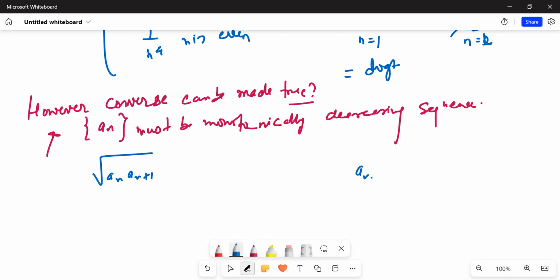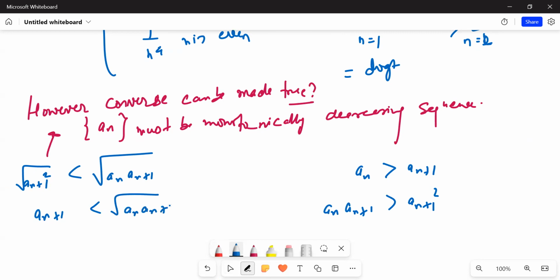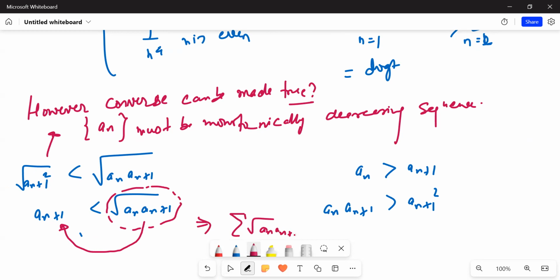So if a_n is monotonically decreasing, then a_n must be greater than a_{n+1}. Fine. Then a_n into a_{n+1} would be greater than a_{n+1} whole square. And it implies that root over a_n a_{n+1} is greater than a_{n+1}. Then the convergence of root over a_n into a_{n+1} will definitely mean summation a_n's convergence. So here it implies that summation root over a_n into a_{n+1} is convergent, then it necessarily implies that summation a_n is convergent.